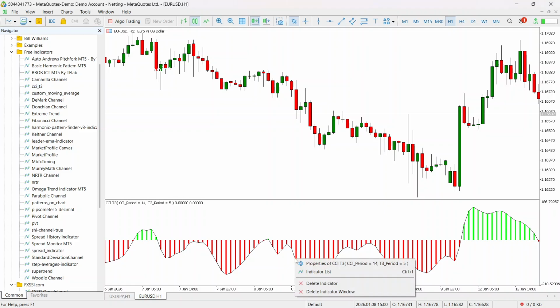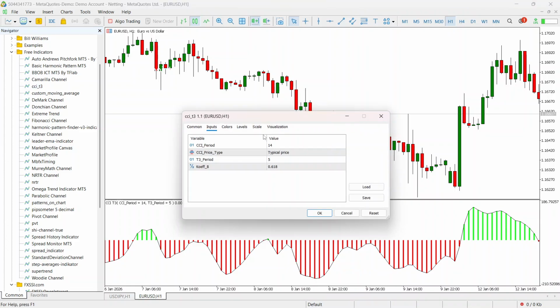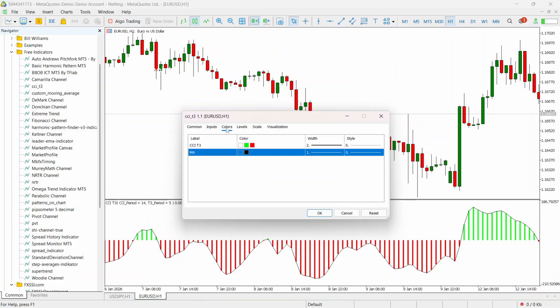Now we move over to its settings. You find that this T3 CCI indicator often uses a period of 14 for the CCI calculation, and the T3 moving average period is 5. But this can be customized to suit different styles and time frames. You can also define the price type for the CCI. Now we can adjust the color of the moving average and the CCI T3 in the color visual options.